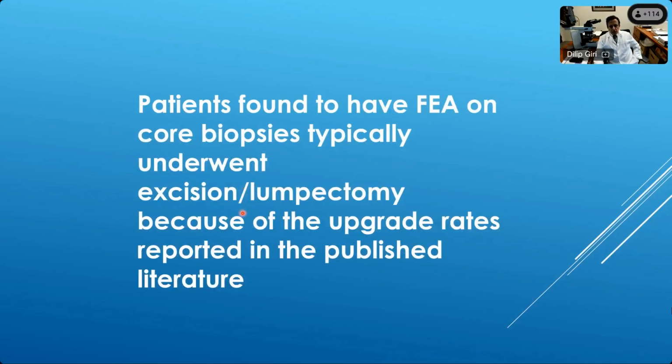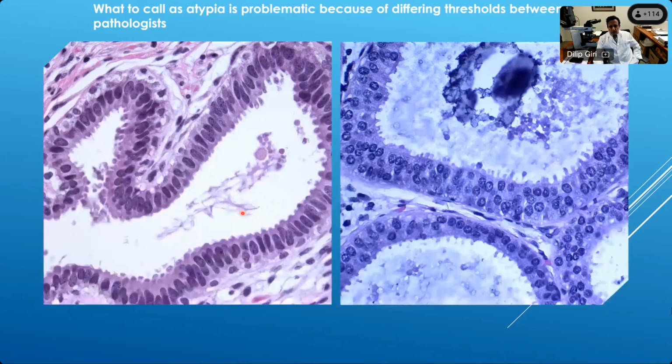And there was a whole slew of literature after Schnitt's initial studies, which led to this rule of having excisions. And we'll look at some of that literature in a minute. But before that, I want to come to this question that, just like the question we raised when we were deciding whether something is ADH or DCIS, this question of atypia is problematic again because of differing thresholds between pathologists. So for a pathologist, something like this may look highly atypical.